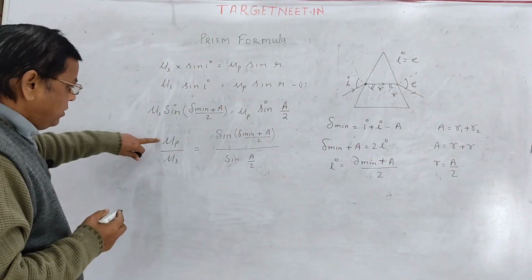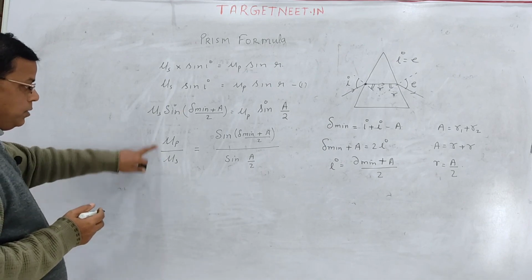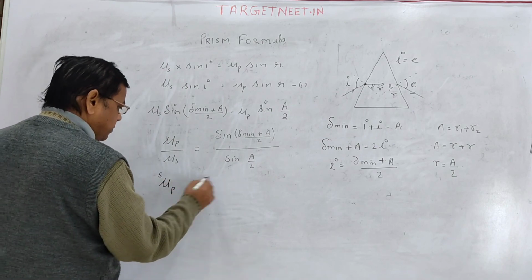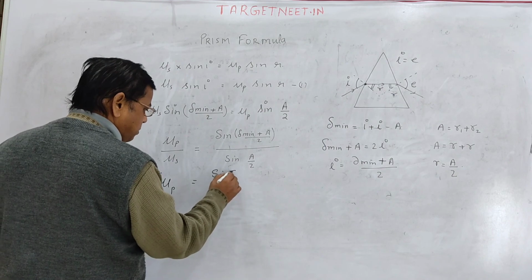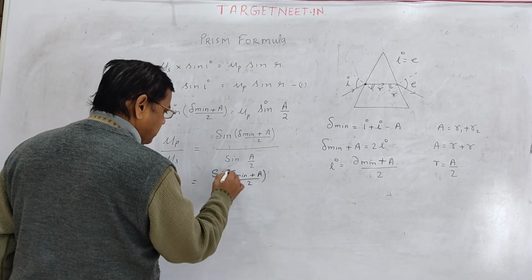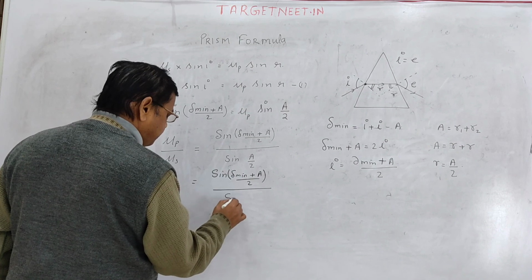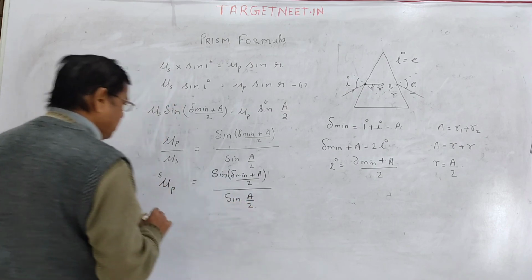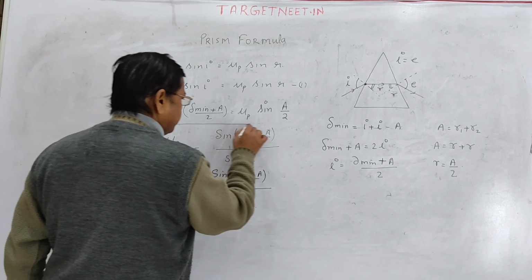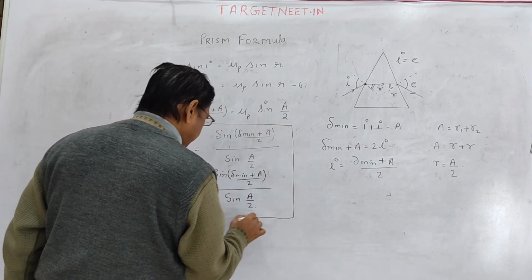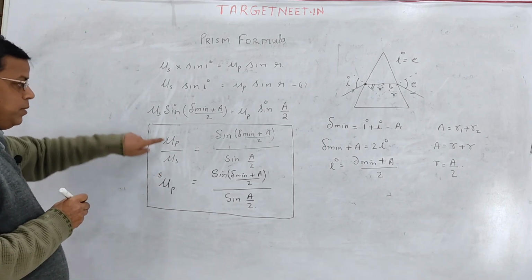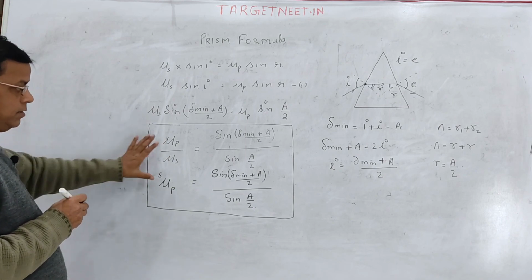Now you know the refractive index of the prism material upon the refractive index of the surrounding medium is called the refractive index of the prism material with respect to surrounding. So it is sine of minimum deviation plus A by 2, divided by sine A by 2. So this is the prism formula. If the prism is kept in air, then this becomes 1, and this becomes the refractive index of the prism material. Otherwise, remember this is the formula.